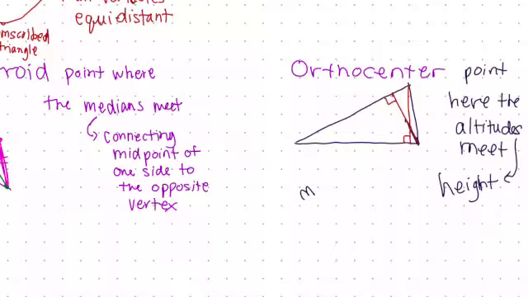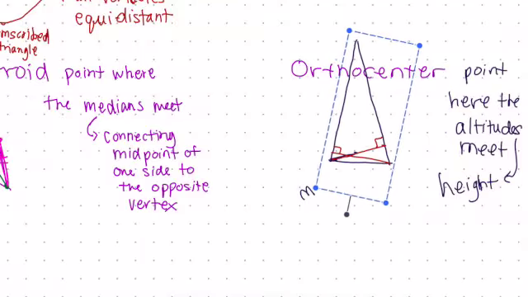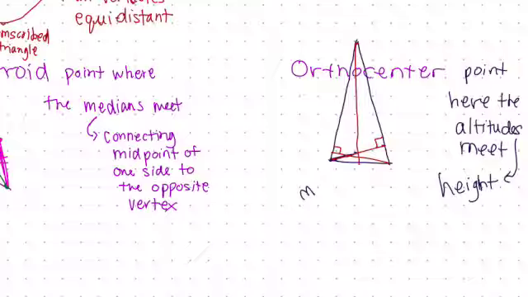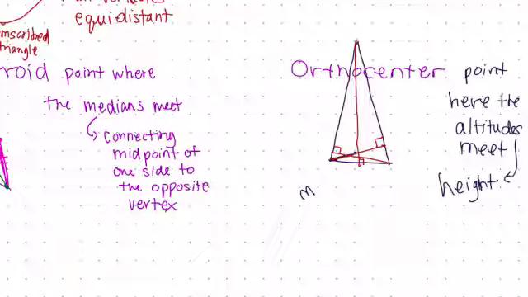Or if I were to take it again and turn it again, if it were like this, then from that vertex straight down would be the altitude that way. So this point where they all meet, or two altitudes meet, that doesn't look like it works, does it?